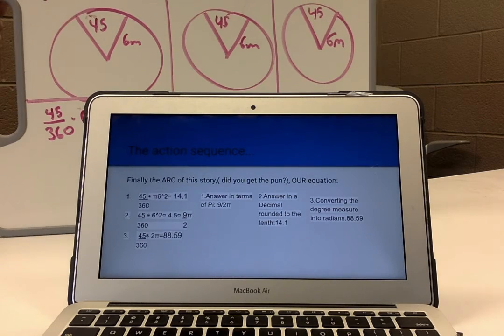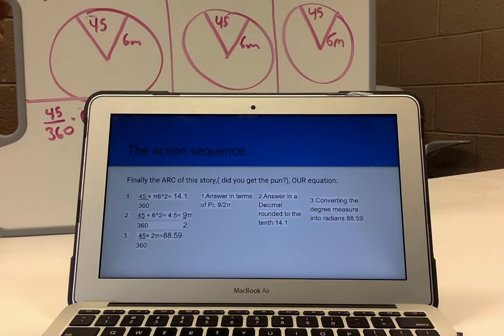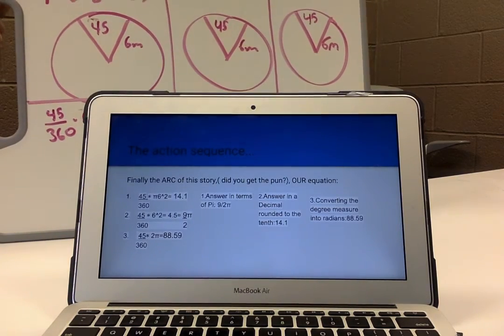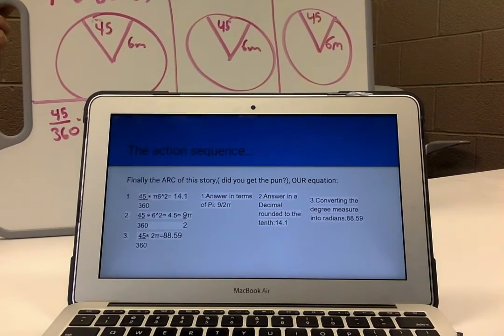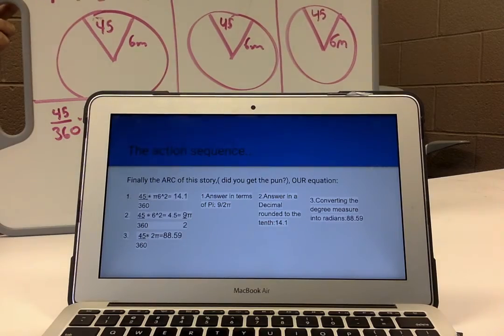Number 1, 45 divided by 360 times pi times 6 to the second power equals 14.1. Then for the second, it's 45 divided by 360 times 6 to the second power equals 4.5. That is then converted to 9 pi over 2. For the third question, it is 45 divided by 360 times 2 pi, and you get the degree of 88.59.